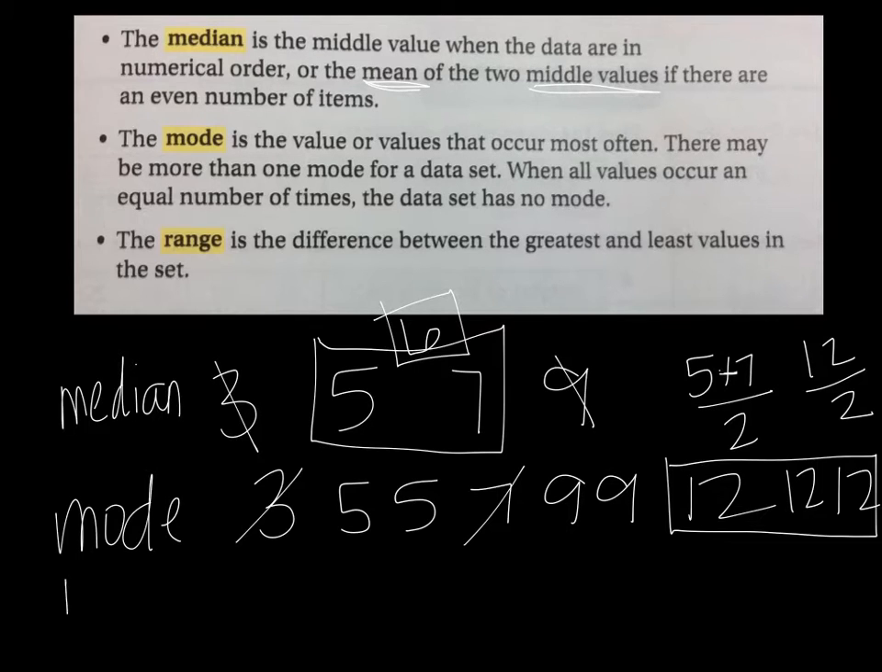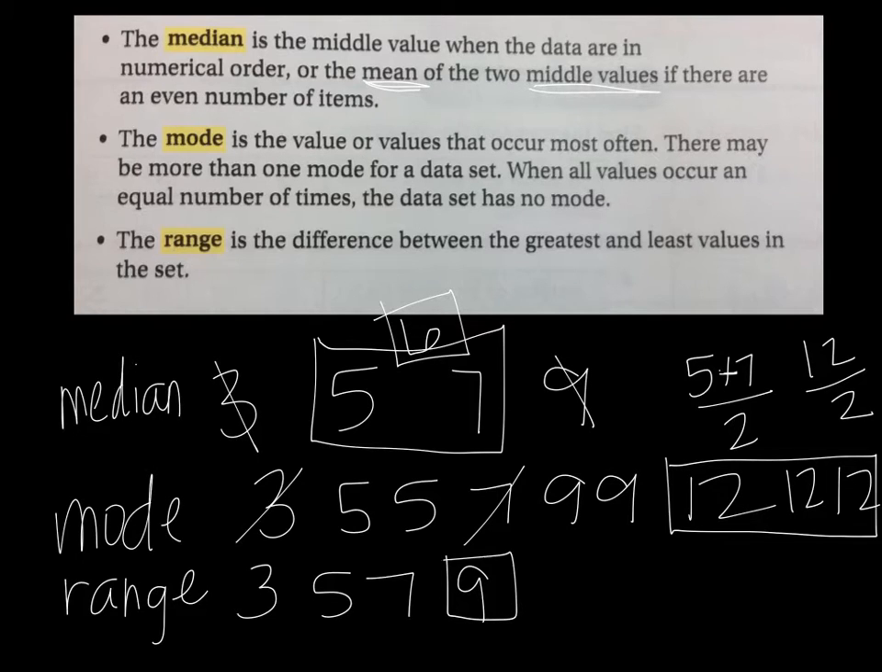And then our range, this is the one we had a hard time on last year. Our range is where we take the biggest value minus the smallest value. So let's use our 3, 5, 7, and 9 numbers. To find my range, I'd take my biggest value, 9, and I would subtract from it my smallest value, which is 3. So in this case, my range would be 6.